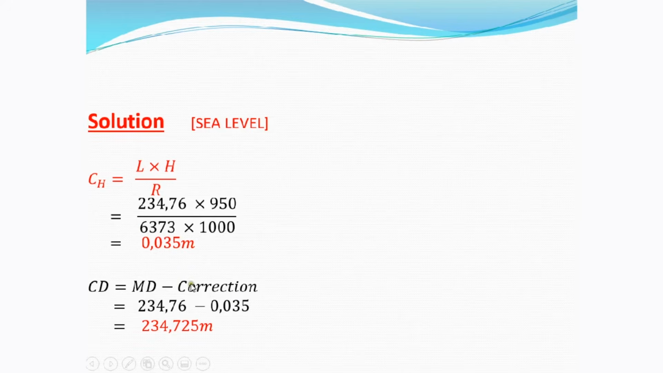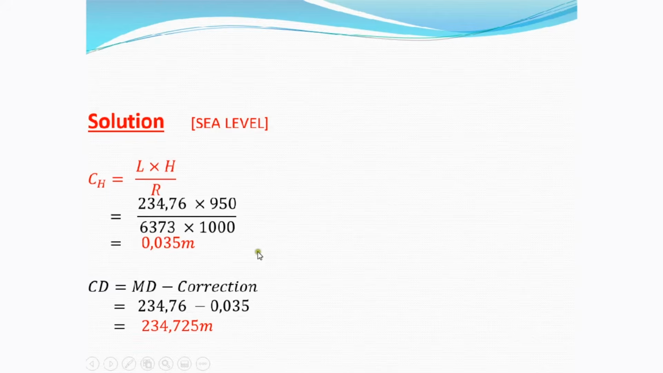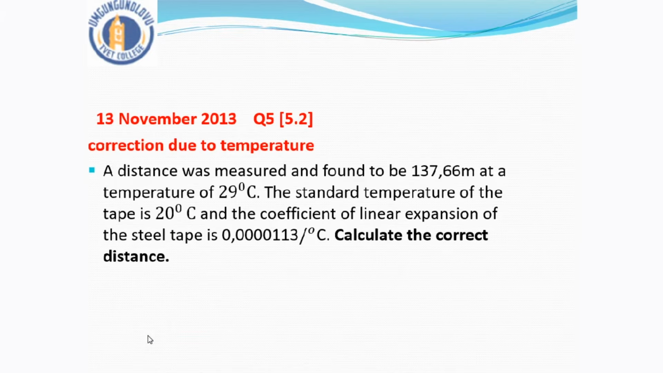This is just a correction. We are required to find the correct distance. So for the correct distance, we take the measured distance, which is this length here, 234.76, and we minus the correction that we have calculated, which is 0.035, because our measurement was done above the sea level. That's why we minus the correction. And our answer here will be 234.725 meters.